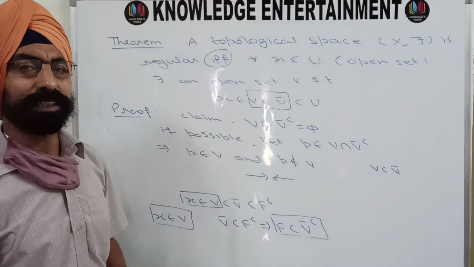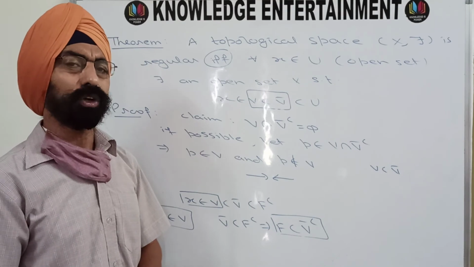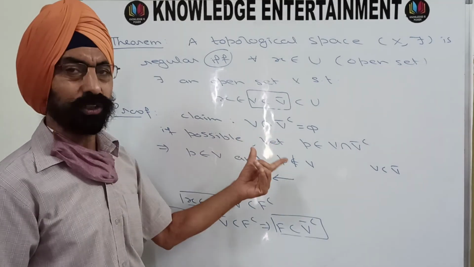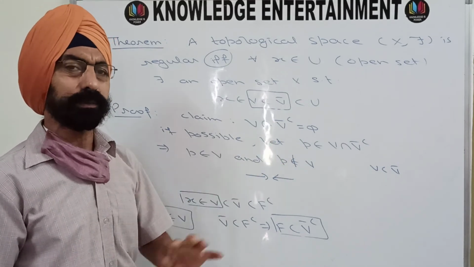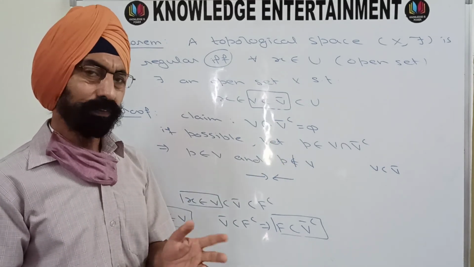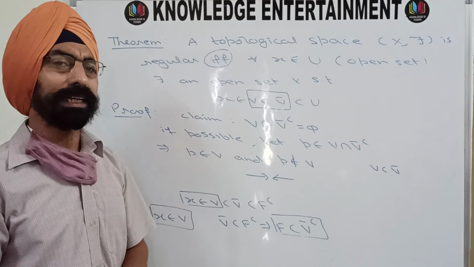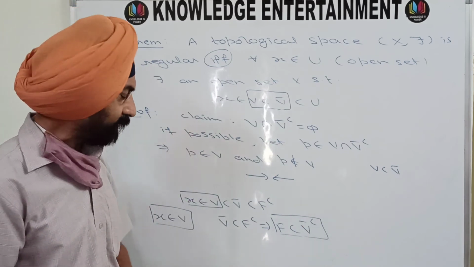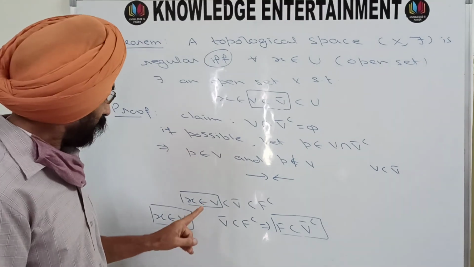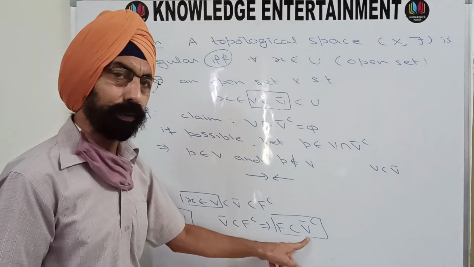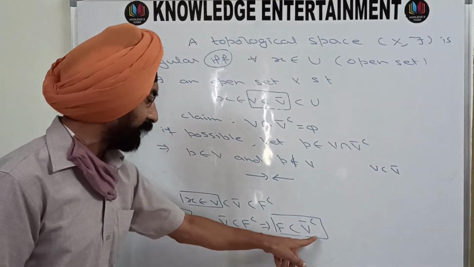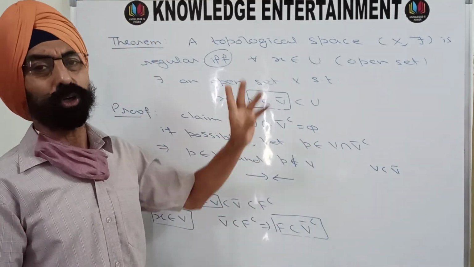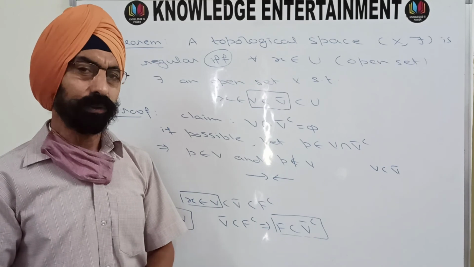And this is a contradiction because our supposition was wrong, and what was our supposition? Our supposition was that this intersection is not phi. So that means this intersection must be phi. So what have we proved? We have taken a closed set F, a point X not belonging to that closed set F, and we have obtained two open sets V and V bar complement, one containing X, another containing F, and their intersection is phi. That means our topological space is regular.